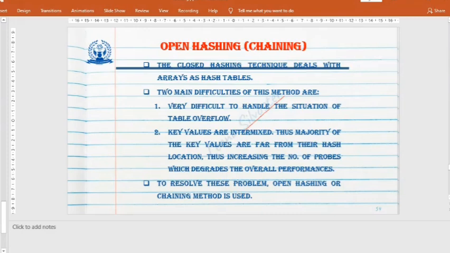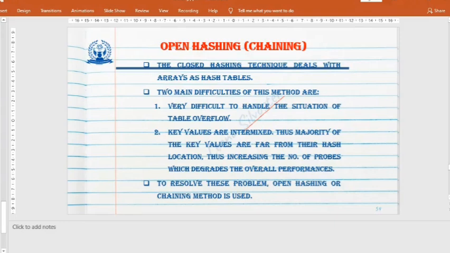So it is very difficult to handle this condition. Also, the key values are intermixed. Thus, the majority of the key values are far away from their hash location, thus increasing the number of probes, which degrades the overall performance. Since the numbers are far, we have to increase the number of searching steps. So it will degrade the performance.